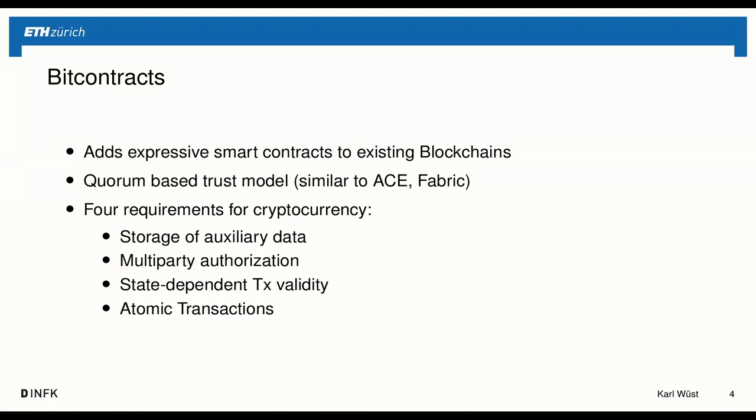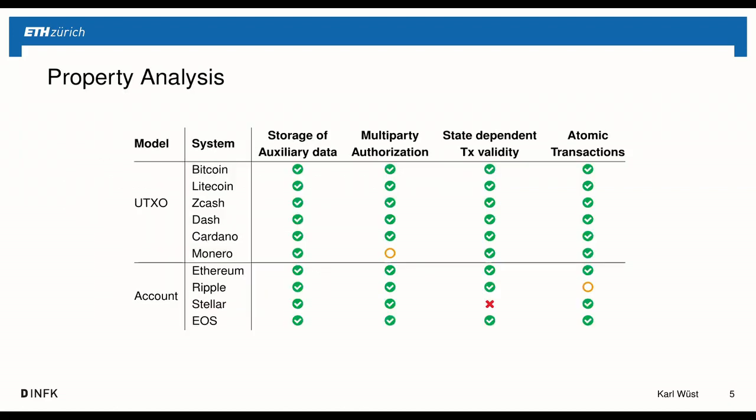As I've mentioned, these properties are provided by most legacy cryptocurrencies. In this table, you can see an overview of which property is provided by which cryptocurrency. The orange circles here mean that the property is not directly provided, but it can be achieved with some additional protocol that will require additional communication.